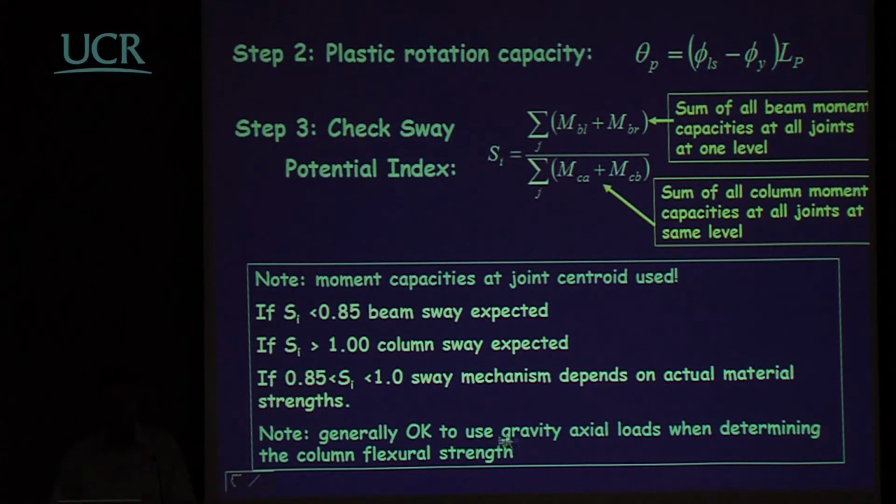Generally, it's okay to use gravity load and axial load for determining the column flexural strength for this type of analysis. The reason for saying that is it's rather important, because you won't know what the column axial loads will be until you know what the seismic resistance is. But the lateral forces are going to increase the flexural capacity of one column and decrease it of another one in pretty much the same fashion. So it's not likely to change the sum of the column moment capacities, though it will change the individual values.